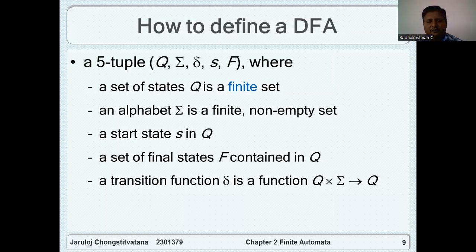A finite automaton M is represented as a collection of 5 tuples: Q, sigma, delta (the mapping function), S, and F. Here Q is the set of states, sigma is the input alphabet, the mapping function is used to determine the next state of the given automata, S is the starting state, and F is the set of final states. Defining F as the set of final states is very, very important.